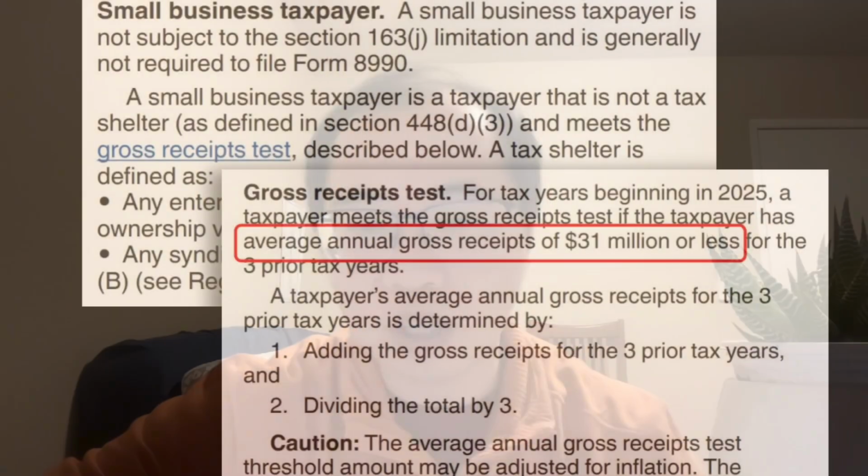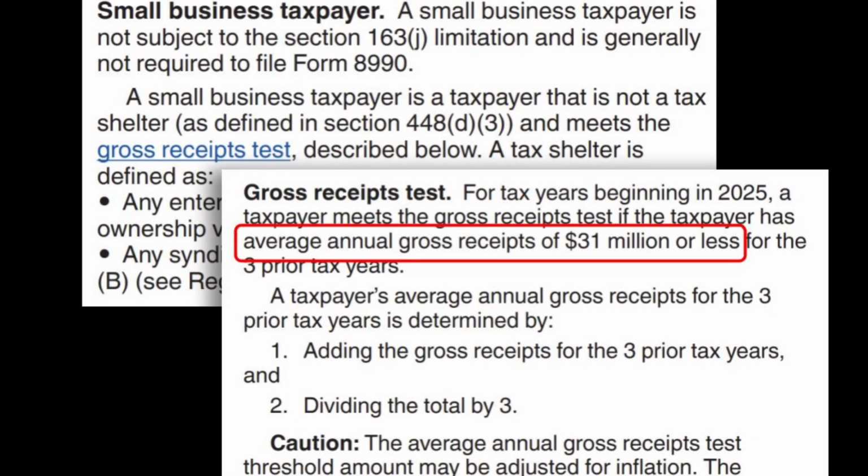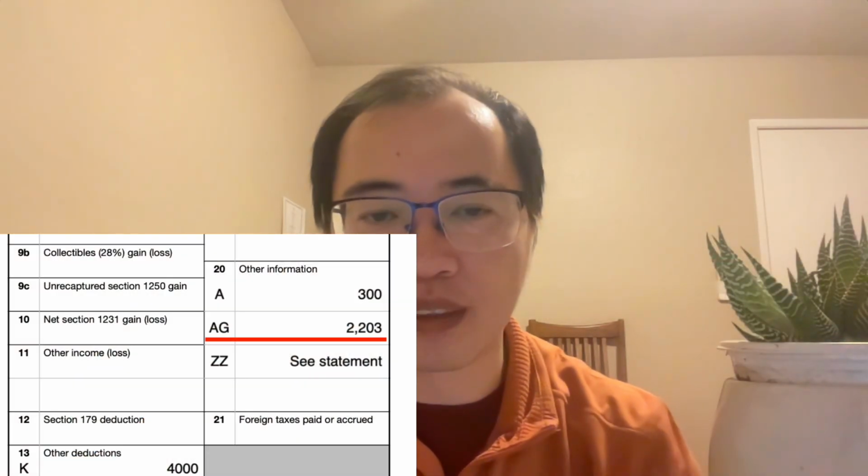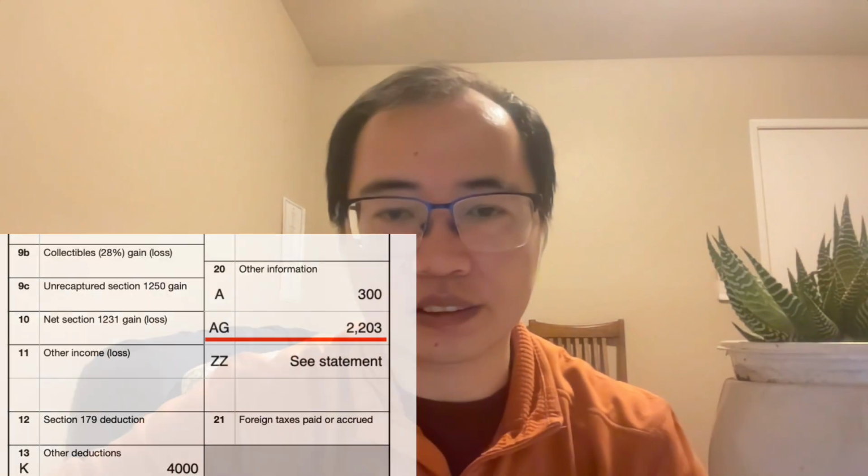So in this video, we are only covering the case of people not subject to the 163J limitation. The bar of that 163J limitation is pretty high, so for an ordinary individual investor like you or me, it's quite unlikely to hit it. That simplifies a lot of things.